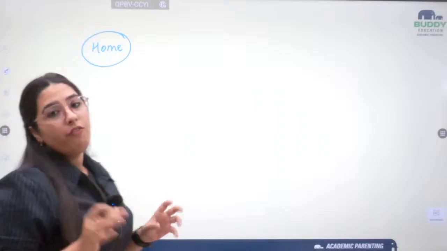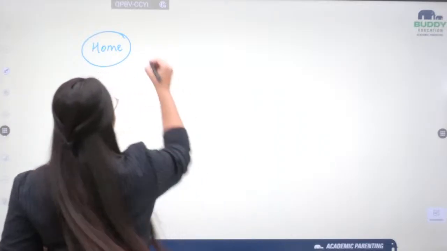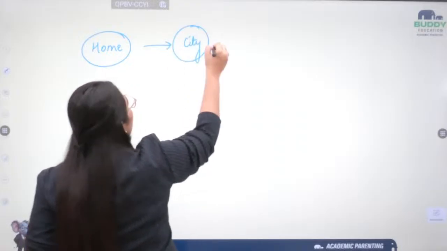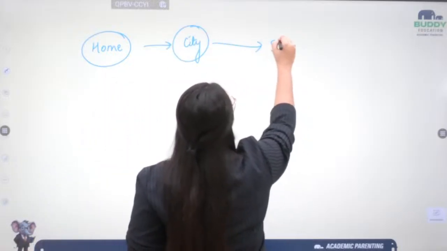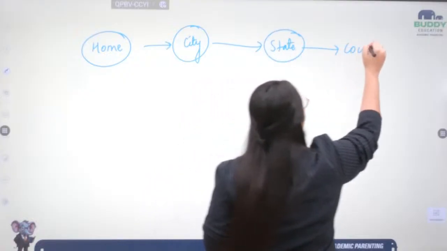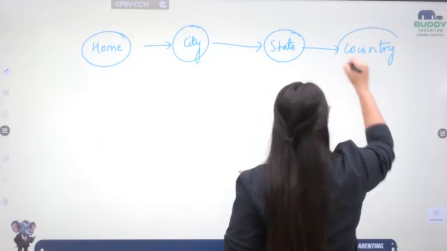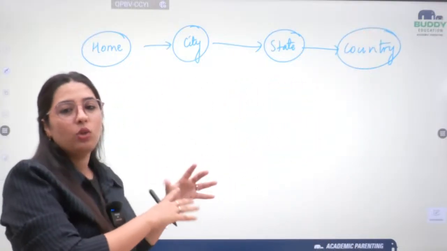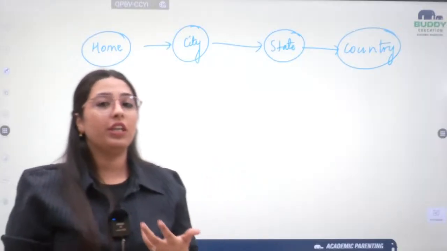Okay, I have one home, and this home is in one city. Then the city is in one state. Then this state is in one country. And of course, this country is in the world. So when I shift from a small area to a larger area, the diversification increases.